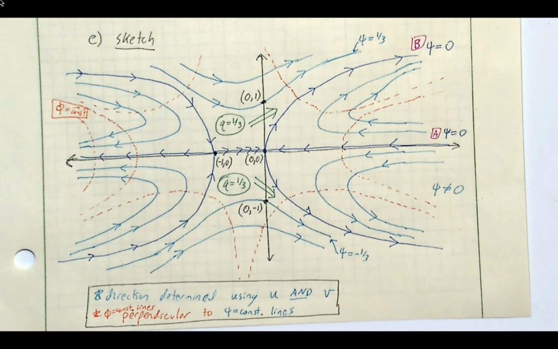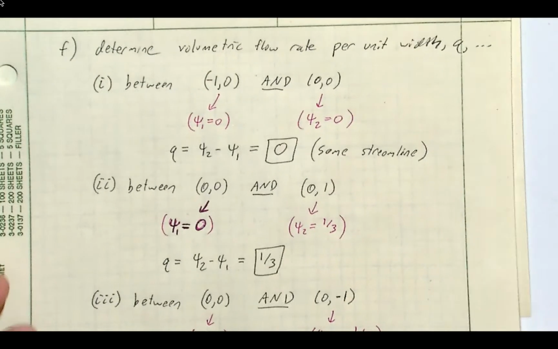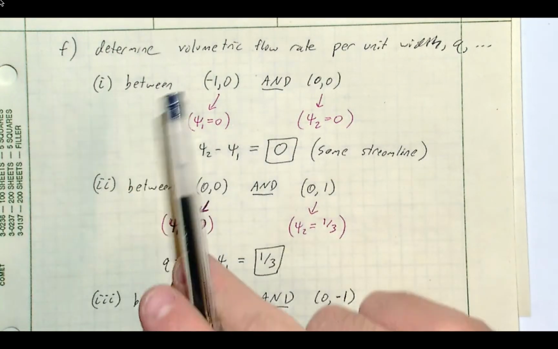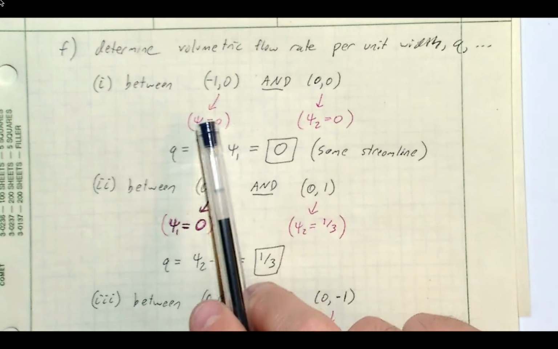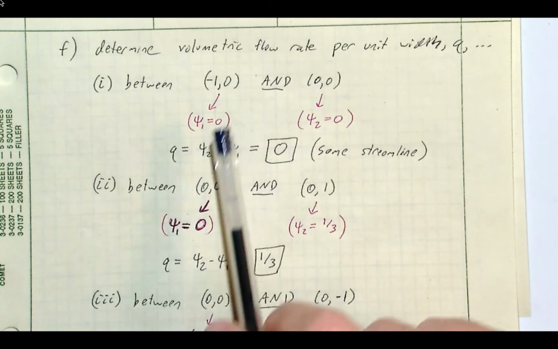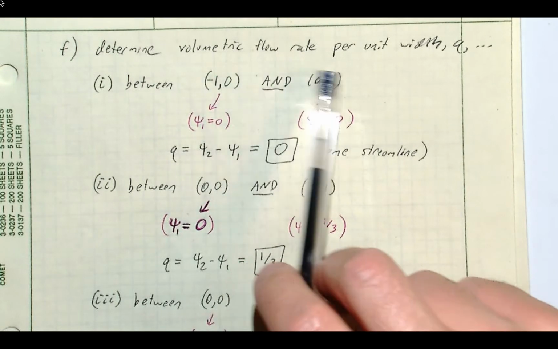Okay, so the last part of this problem is going to be to determine some volumetric flow rates. So we'll come back to the picture here at the end, and as we go along. But another thing we can do with the differential form of the continuity equation, once we've defined the stream function, is determine the volumetric flow rate per unit width between particular points or between two streamlines, essentially. So if we're looking for the volumetric flow rate between minus 1, 0 and 0, 0, well, first of all, we know these are our two stagnation points.